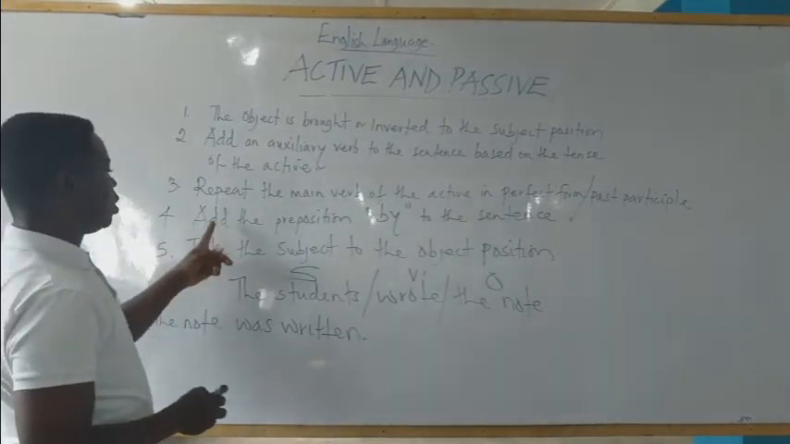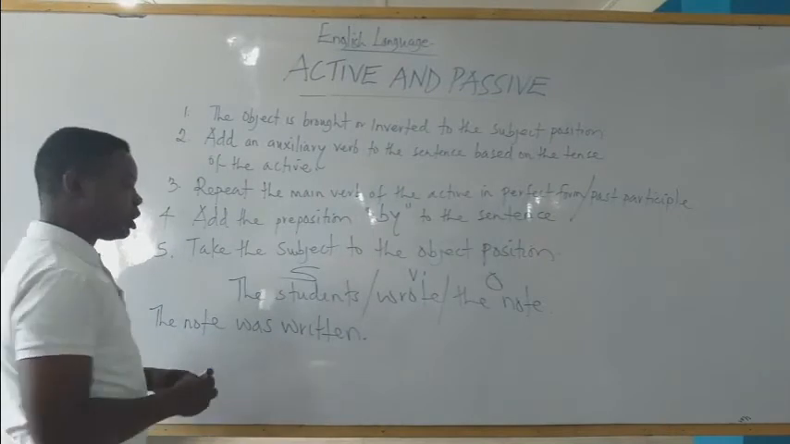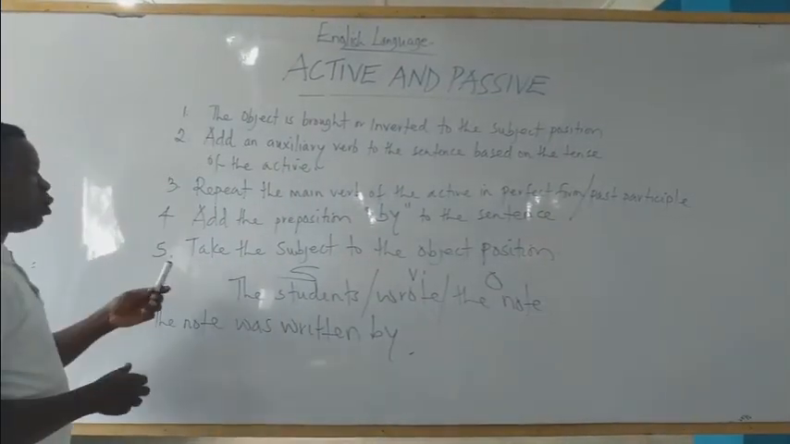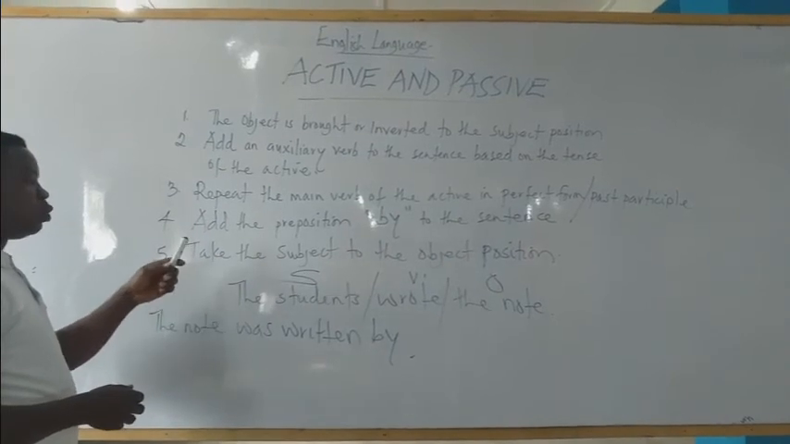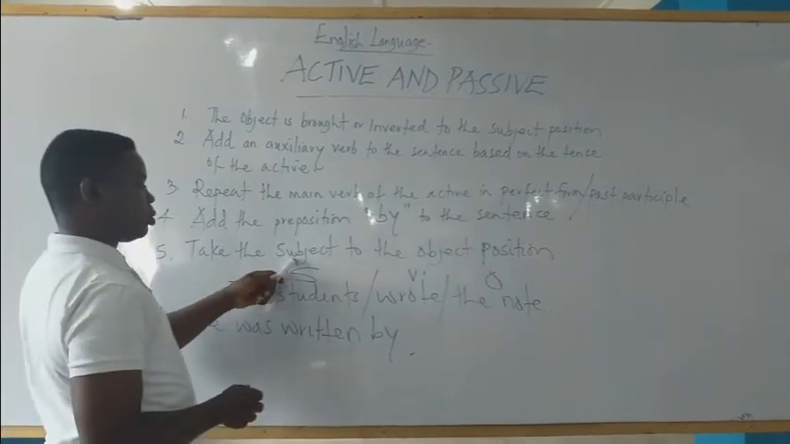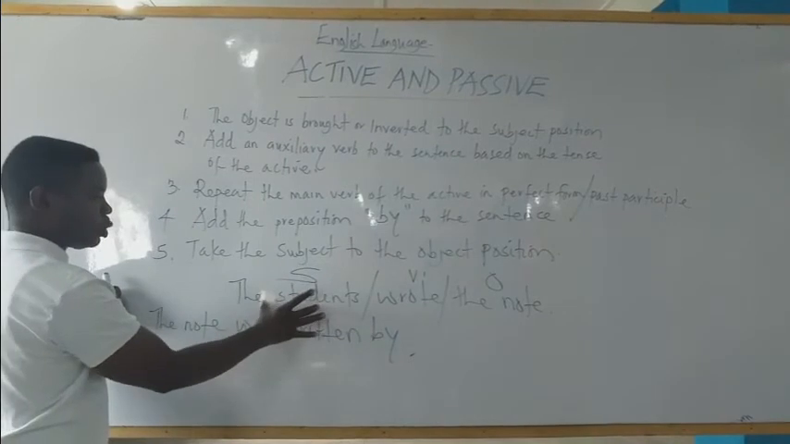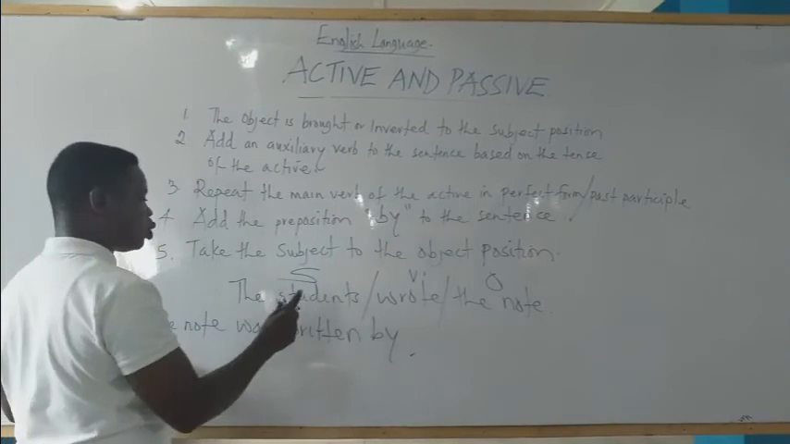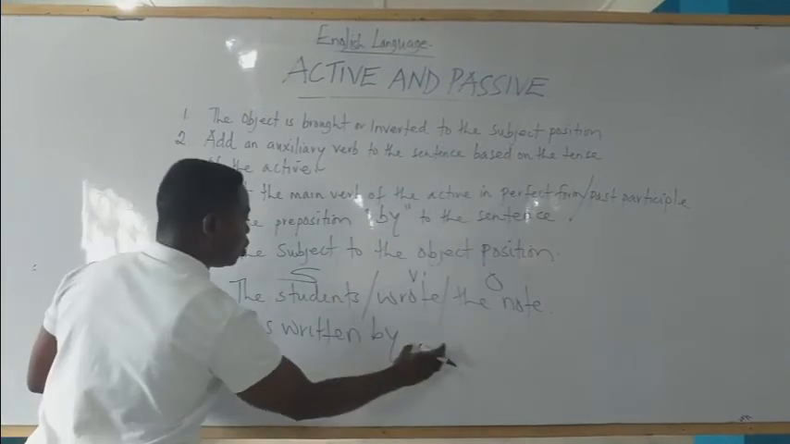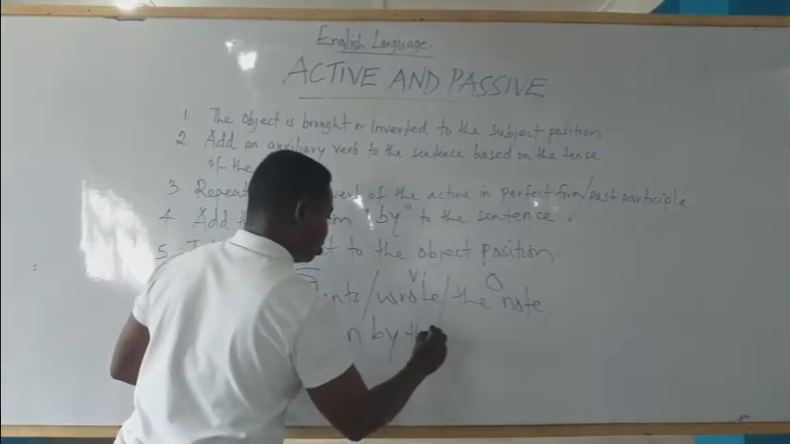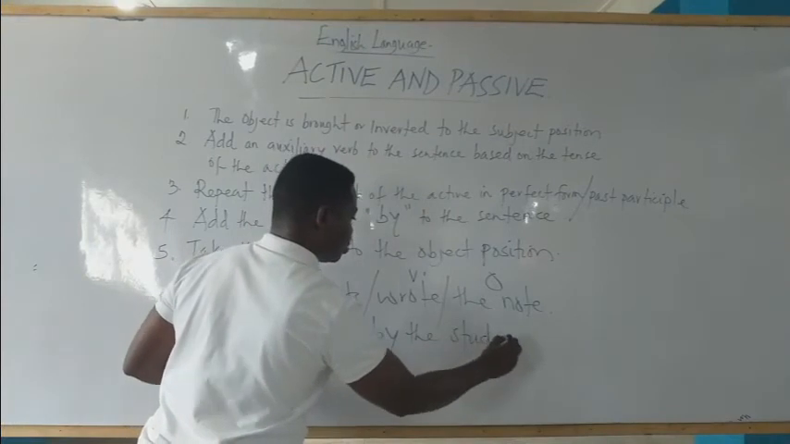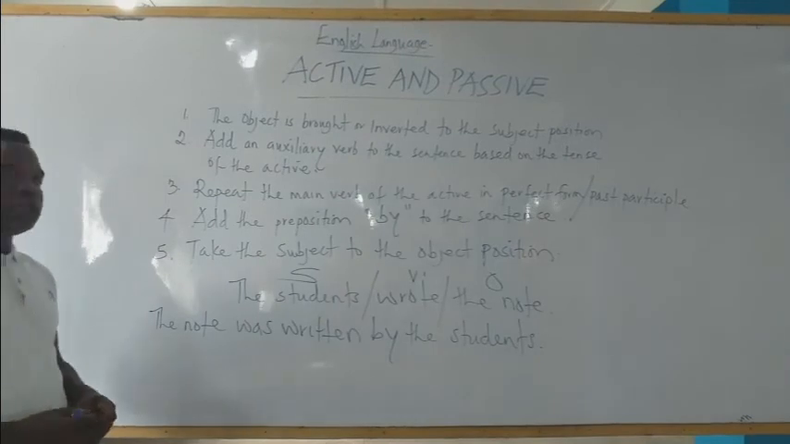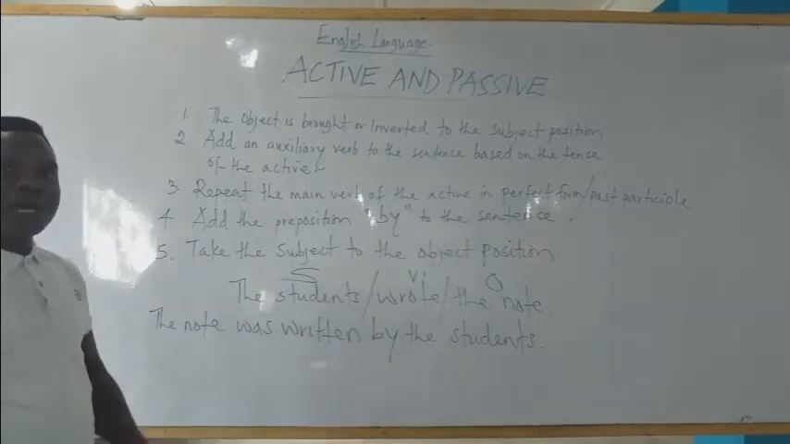What's the next step? Add the preposition by to the sentence. So I'll add by to the sentence. Then the last step is that we should take the subject. What is the subject? The student. Take the subject to the object word position. So we are going to take our subject, the student, now to the object position, which is the students. That's all. So this sentence has been changed to the passive form.